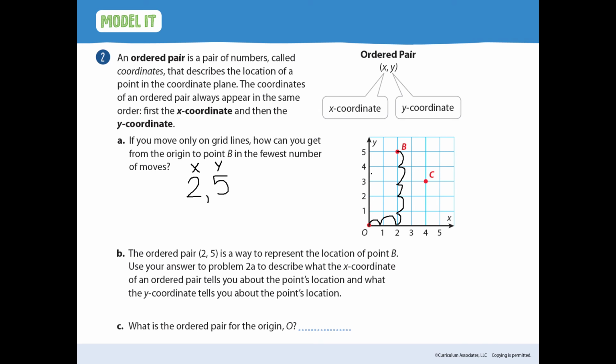What is the ordered pair for the origin O? So it is 0 units over, and it's 0 units up. So the origin's coordinates are 0, 0.